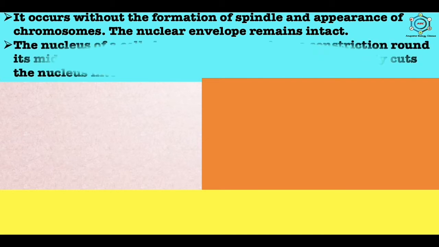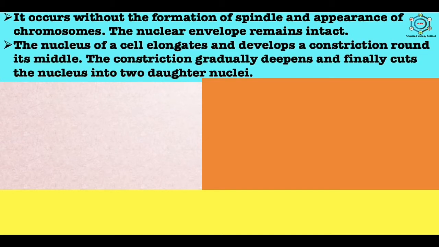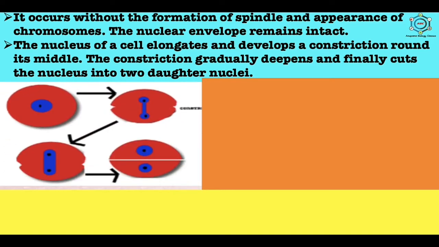Now, if we talk about the mechanism of amitosis, here it occurs without the formation of a spindle and appearance of chromosomes. The nuclear envelope remains intact. So, it is also known as direct division. The nucleus of a cell elongates and develops a constriction around its middle. The constriction gradually deepens and finally cuts the nucleus into two daughter nuclei, which you can see in the picture.